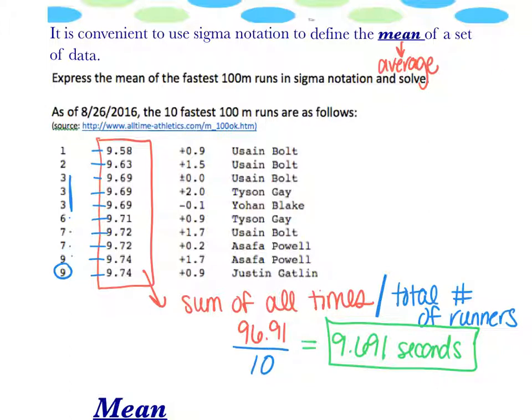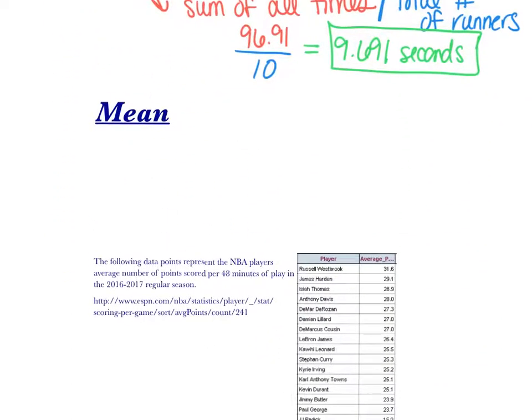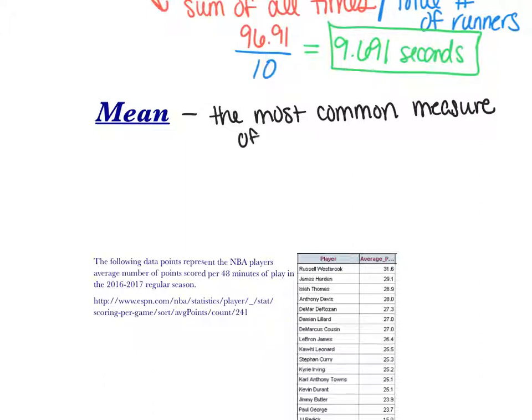So now let's use that to define the mean. It's worth noting that the mean is the most common measure of center. We're going to talk about 2 measures of center today. So first, we add up all of those data points that I'm talking about. You've got to add them all up.